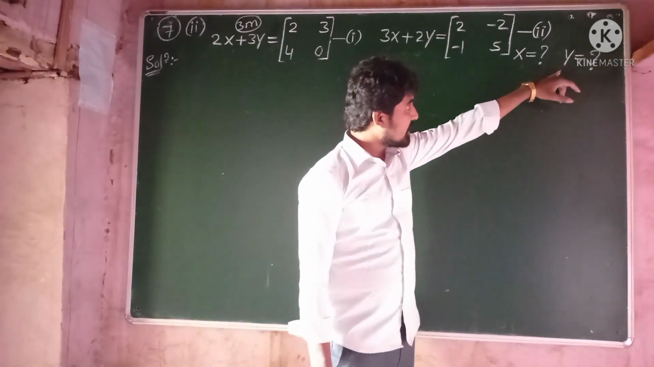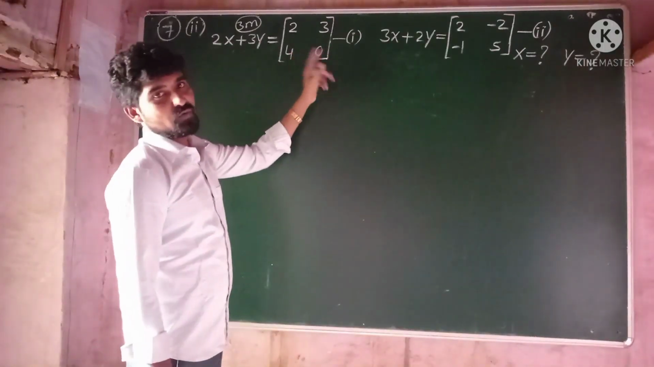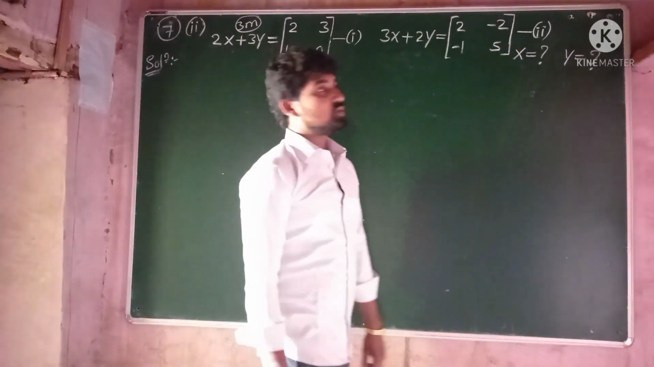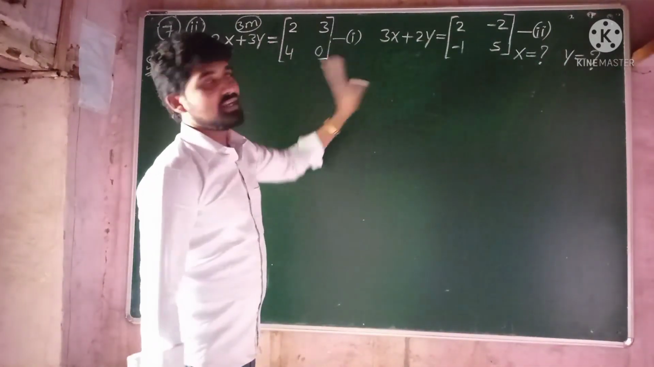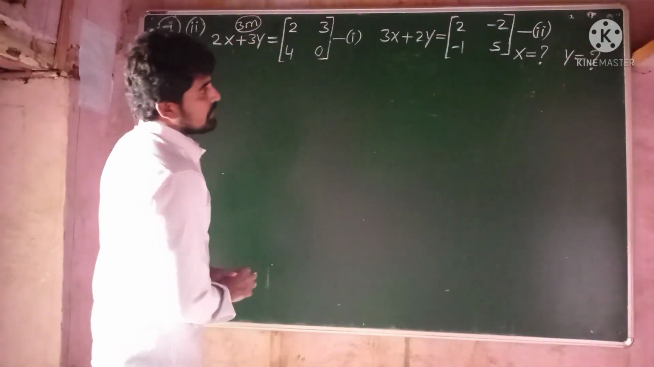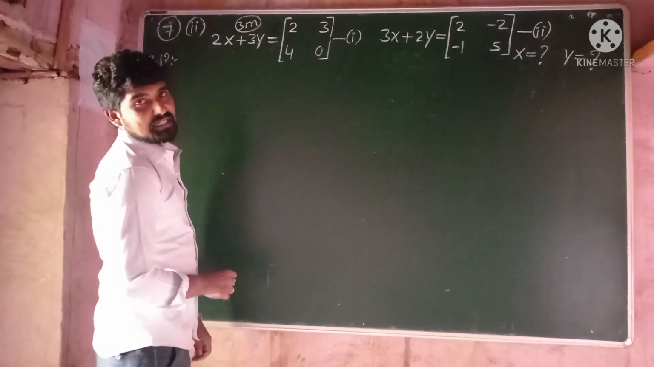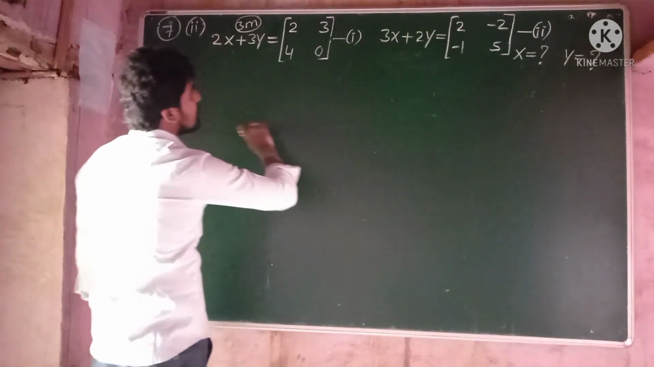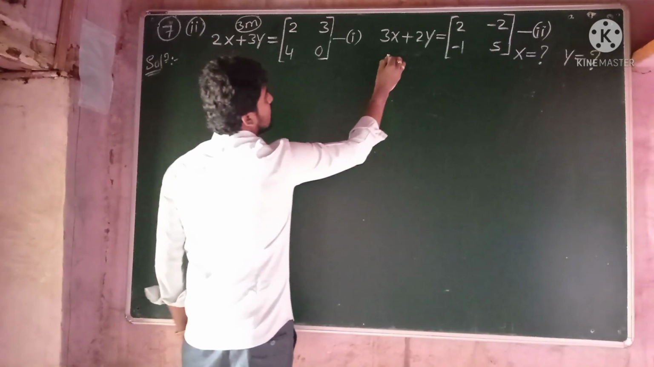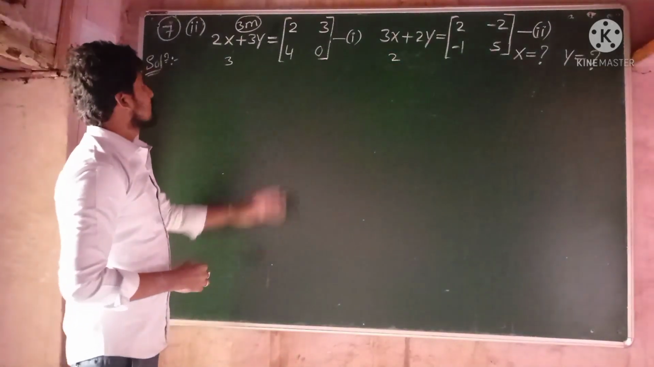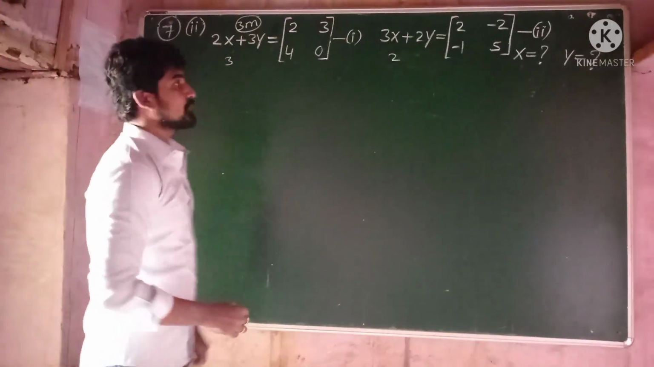To find matrix Y, we need to equate the coefficient of matrix X on both the equations, or to find matrix X, we need to equate the coefficient of matrix Y on both the equations. So let's start the solution. To equate the coefficient of matrix X on both the equations, we need to multiply equation 1 by 3 and equation 2 by 2. Then the coefficient of matrix X on both the equations will be equal to 6.